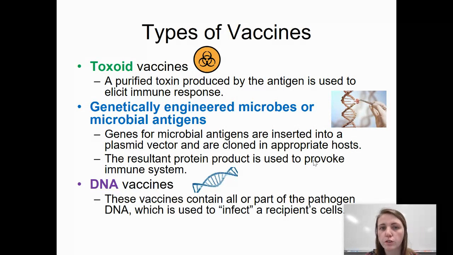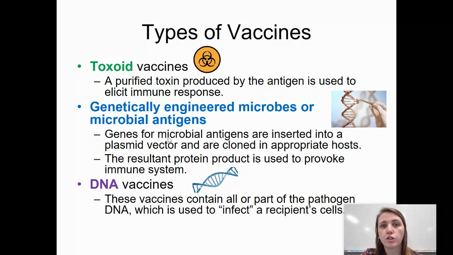So in the first case, we're using toxins that are produced by the pathogen. But we can also genetically engineer certain organisms or certain antigens to elicit an immune response. So in this case, we're probably using a vector, which you might have heard of, like in math or something before. A vector is just something that is used to do something else. So in this case, we're using a vector to transfer some sort of pathogenic agent. Oftentimes, that's going to be a plasmid.